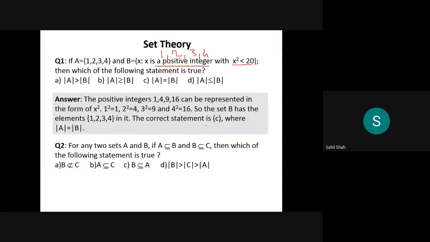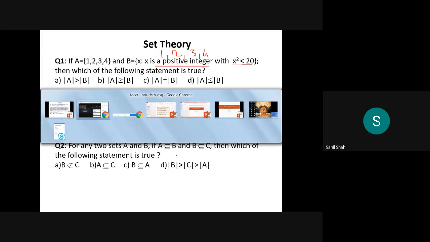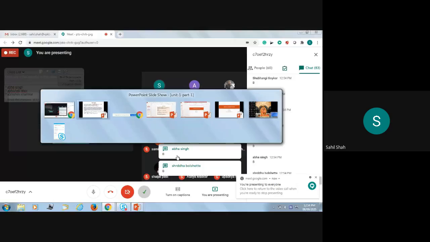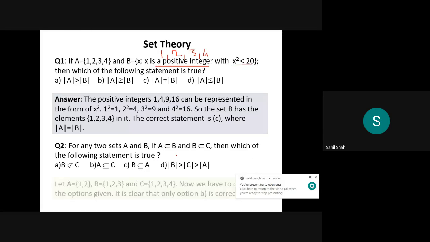What is the answer for the second? For any two sets A and B, if A is a subset of B and B is a subset of C, then which of the following statements is true? B. Absolutely fine. Yes, correct. How come? With the help of an example, it is explained.